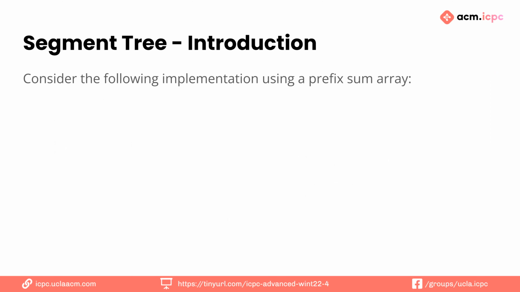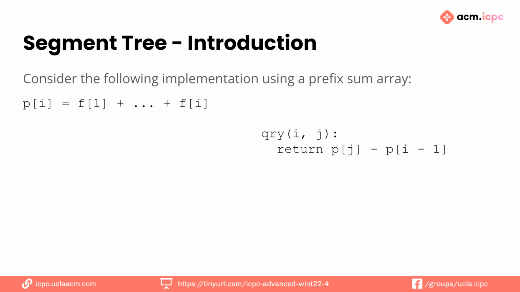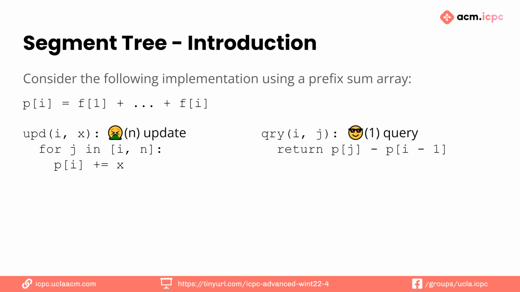All right, so what if we do it with a prefix sum so we get a faster query? p sub i now represents f sub 1 plus and so on, up to f sub i. So for our query, we just return p sub j minus p sub i minus 1. You know how prefix sum arrays work, and that is O of 1. But if we want to update some value in f, we have to update everything in the suffix of p. So that's still O of n.